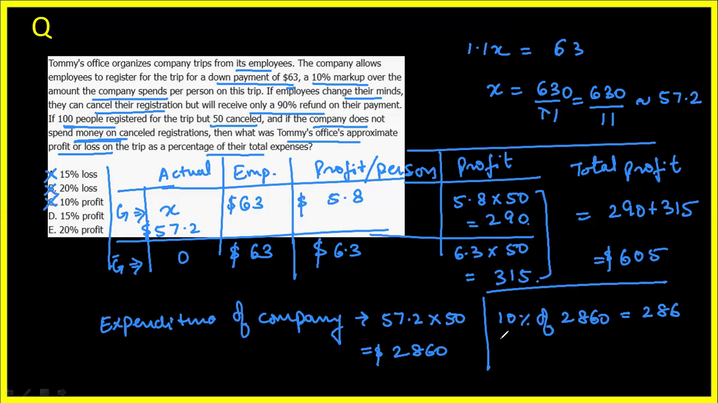It can't be 15%. What is 20% of 2860? It will be twice this value: 286 multiplied by 2, that is $572. So we are quite close to it. It can't be option D, since it is saying approximate, it has to be very close. It comes to about 21%. Option E is the closest one, and that will be the correct answer here.